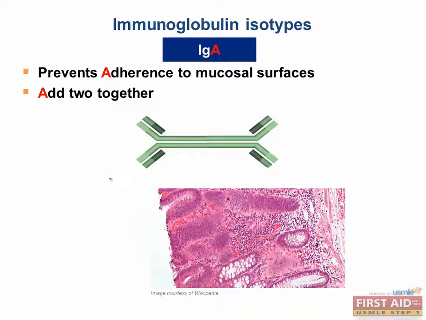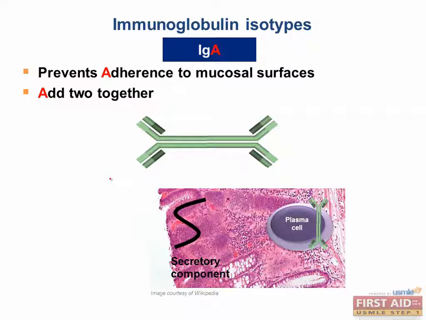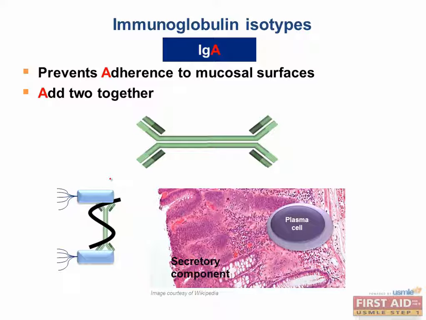So let's say we're dealing with your intestines, and we have a plasma cell that makes antibodies, of course, and it makes some IgA. But before this IgA leaves into the lumen of the intestine, it has to acquire this secretory component. For some reason, step one thinks that this is important, so know that a secretory component is involved in secretion of IgA. All right, so it's bound to that secretory component that kind of looks like an S too. And then it can go and bind to pathogens and prevent them from adhering. IgA adhere. Good.